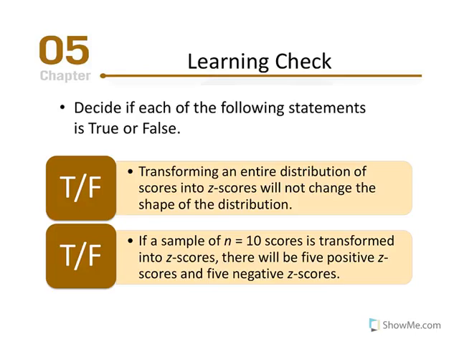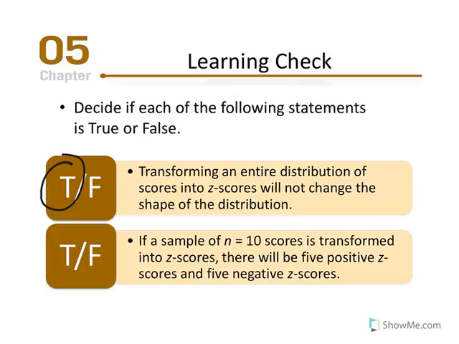And this learning check reinforces the concepts that we've been presented in this chapter. So transforming an entire distribution of scores into z-scores will not change the shape of the distribution. And this is true. We've discussed it when we were converting scores in a population, and the same characteristic is applicable when we transform scores in a sample. So the shape of the distribution remains the same. Again, the z-score is simply a new label for that original x-score. So the location does not change. It's now simply expressed in standard deviation units above or below the mean, as opposed to raw score difference above or below the mean.